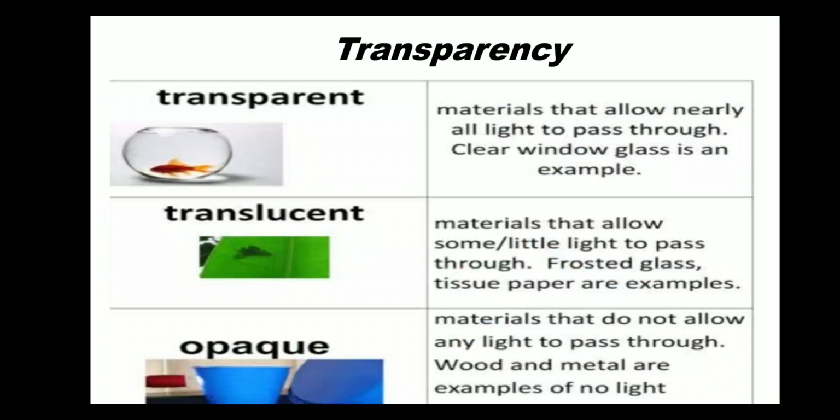Next, translucent. Materials that allow some or little light to pass through are translucent object. Okay. Example: frosted glass, tissue paper. Okay. They allow light to pass through them partially. Okay. Next, opaque. Materials that do not allow any light to pass are called opaque. Example: wood, metal. Okay.